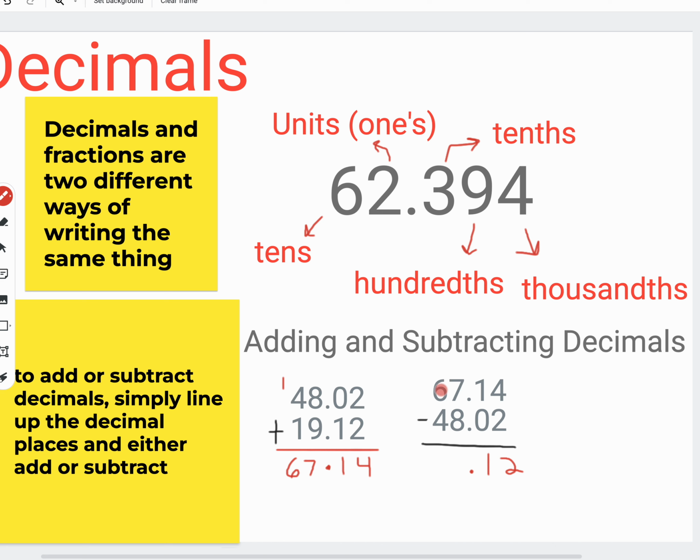Now, 7 and 8, we need to carry here. Cannot take away 8 from 7. So let's change this to a 5 and a 17. Now we can take away 8 from 17. This will give us 9. And 5 minus 4 is 1. 67.14 minus 48.02 will give us 19.12.